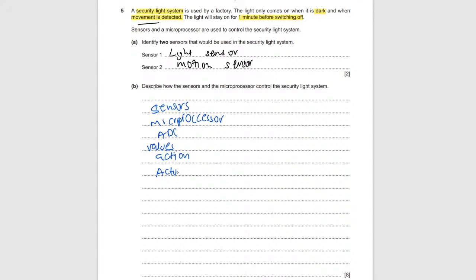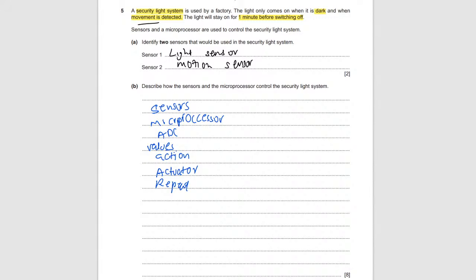Then you talk about something called the actuator, which we talked about in one of these live streams. It basically performs movement. So an actuator is that, and we have to talk about what the actuator can do. In this case, the actuator can switch on the light or switch off the light after 1 minute. And then finally, you have to say repeat. That repeat can give you 1 mark, believe it or not. Not a must, but it can.